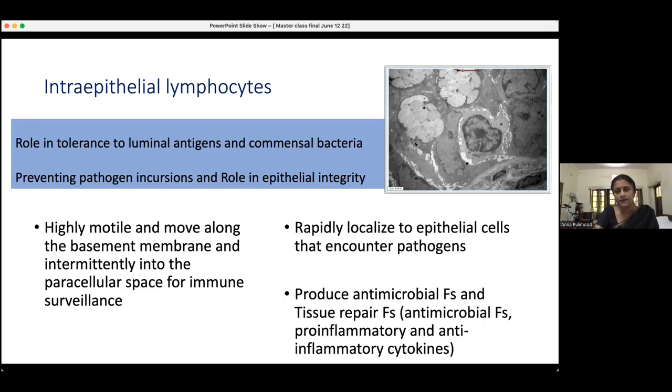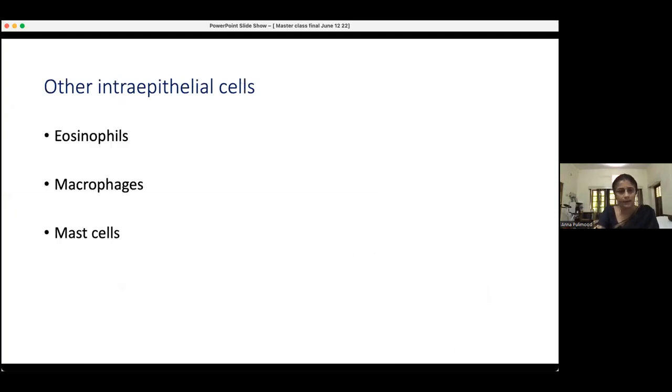And if by chance there is damage to the epithelium by pathogens, the lymphocytes play a role in restoring epithelial integrity. So it's interesting to note that lymphocytes are highly motile within the epithelium. They keep moving along the epithelium, along the basal membrane, between cells, and they kind of are scanning the mucosa for things coming through. And they rapidly localize to epithelial cells that encounter pathogens, and they produce various antimicrobial factors and tissue repair factors. Other cells in the epithelium are eosinophils, macrophages, and mast cells, but we don't have too much time to go into that.